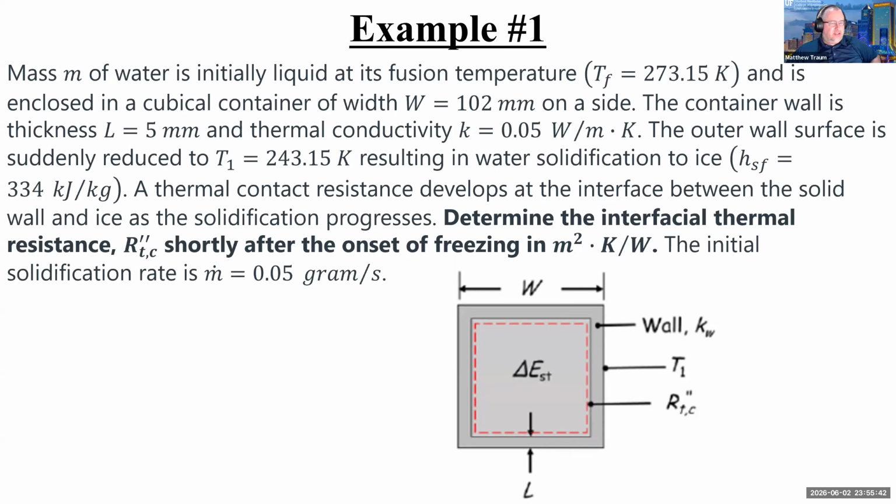And it is enclosed in a cubical container of width 102 millimeters on a side. No idea where that number came from. So the width, this is a square or a cube, 102 millimeters on a side. The container wall thickness is 5 millimeters, and the thermal conductivity of that material is 0.05 watts per meter Kelvin. The outer wall surface is suddenly reduced in temperature to 243.15 Kelvin, so minus 30 Celsius, right?